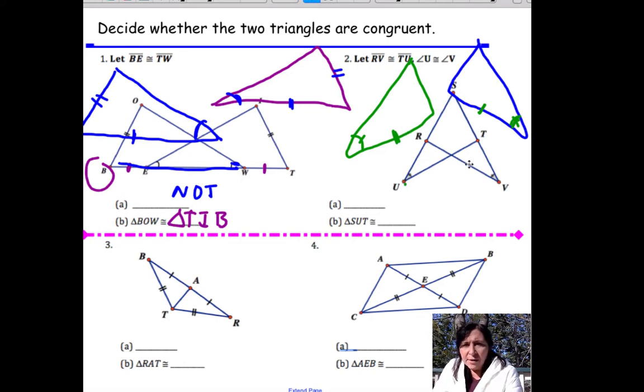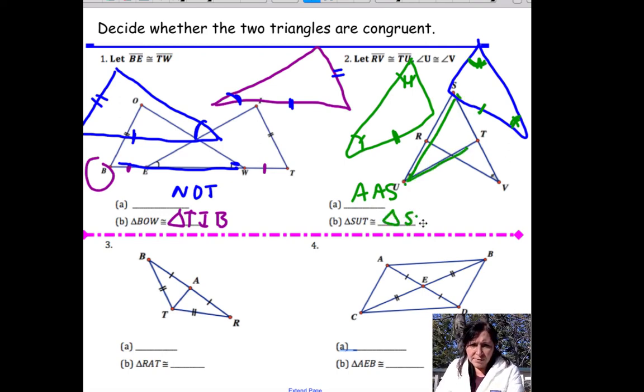Aside from that, we are also using the same angle up here. Angle S is congruent to itself. So this would be angle-angle-side, and yes, they're congruent. You would say triangle SUT is congruent to triangle SVR.